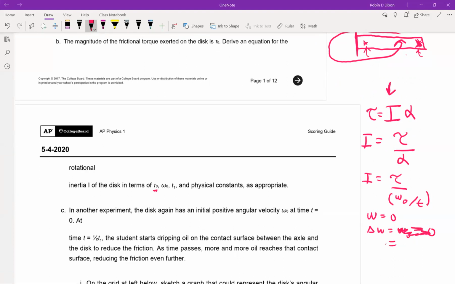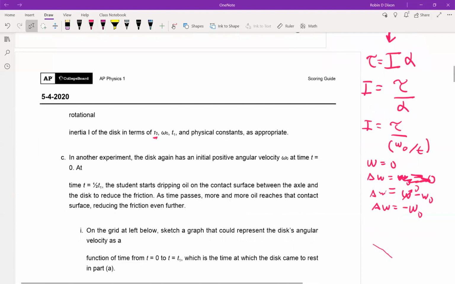Is equal to omega minus omega naught. We know that this is equal to 0 because it comes to a rest. Therefore, change in velocity is simply equal to negative omega naught. But we're only worried about magnitudes, so let's just say it's omega naught. Okay? When I say we're only worried about magnitudes, we're not worried about the sign. So I can just put in omega naught for the change in the acceleration.